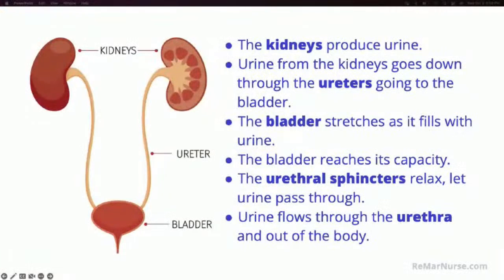About 250 milliliters of urine, your patient will start to say, hey, I have to go to the bathroom. All right. And I'm talking about your adult patient, typical. Okay. And so what happens then, the bladder reaches its capacity. And so the urethral sphincters relax and it lets the bladder pass through. And then so normal urine flows from the urethra and out of the body. Very good. Most of you guys got this.